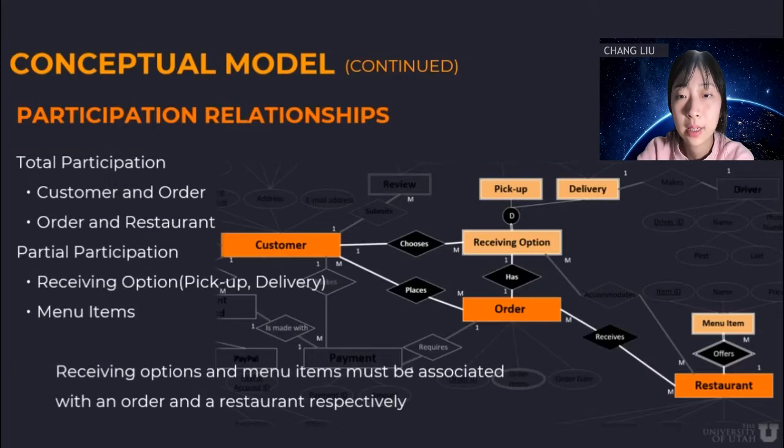So next page is participation. We have total participation and partial participation. For the total participation, we have customer and order and a restaurant. For the partial participation part, we have receiving option, either pickup or delivery, and menu items. Receiving option and menu item must be associated with an order and a restaurant respectively.